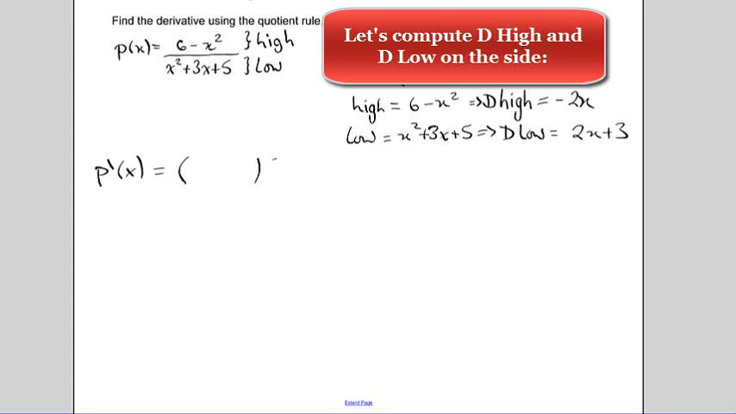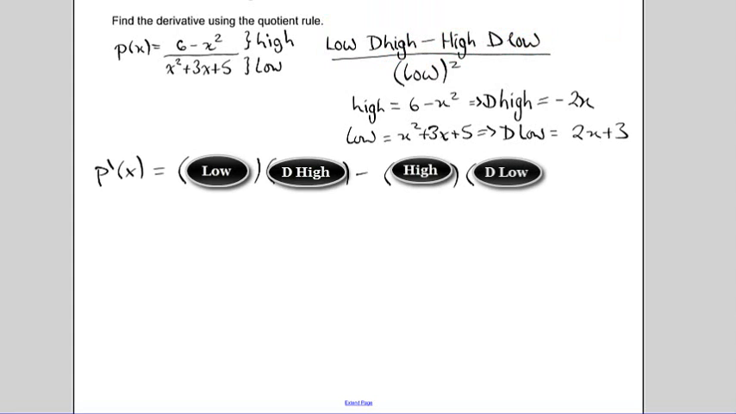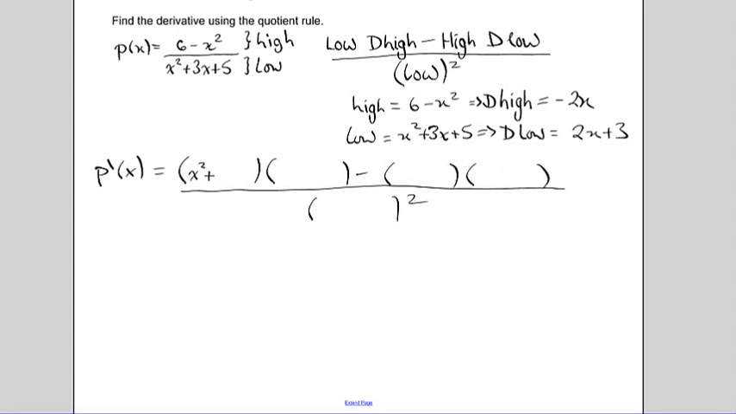So p prime of x, I'm just going to write the brackets out, low d high minus high d low all over low low, or low squared. So I'll write everything in. Low is x squared plus 3x plus 5. D high is negative 2x minus high, which is 6 minus x squared, and D low is 2x plus 3 all over low squared.